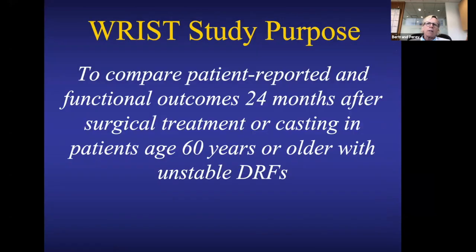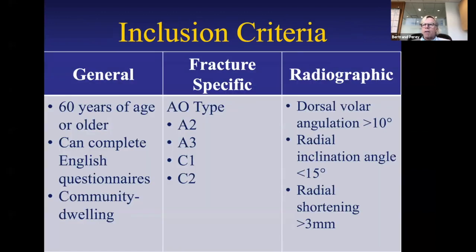This is a WRIST group. The purpose was to compare the patient-reported outcomes at 24 months in patients over the age of 60, treated either surgically or non-surgically, and the surgical group was volar plate, K-wires, or X-fix. X-fix could have had a K-wire, versus cast mobilization. These are patients over the age of 60, type A2, A3, C1, C2. Notice there are no B fractures. Coming back to the initial case, to me, all B fractures should be fixed, regardless of your age and demand.